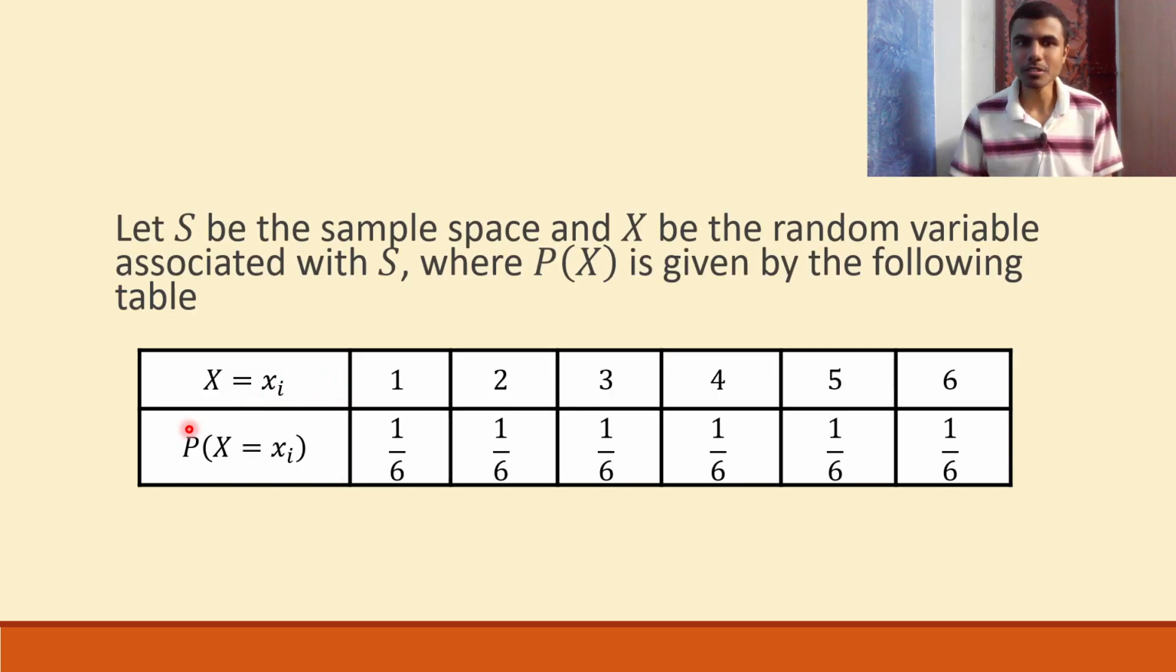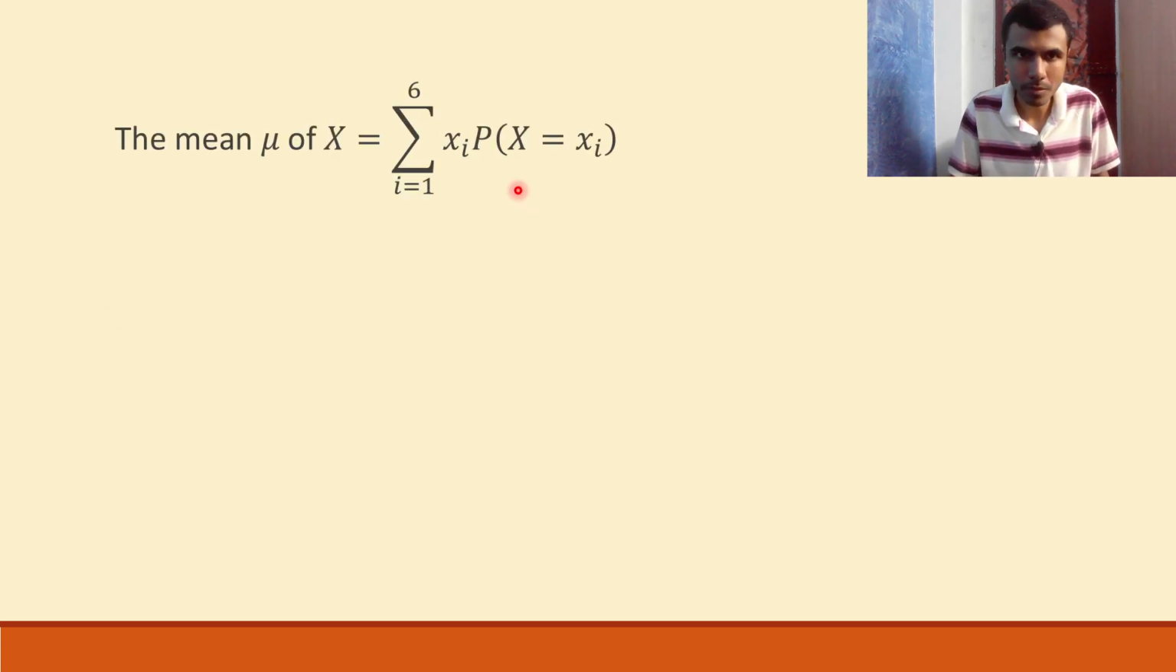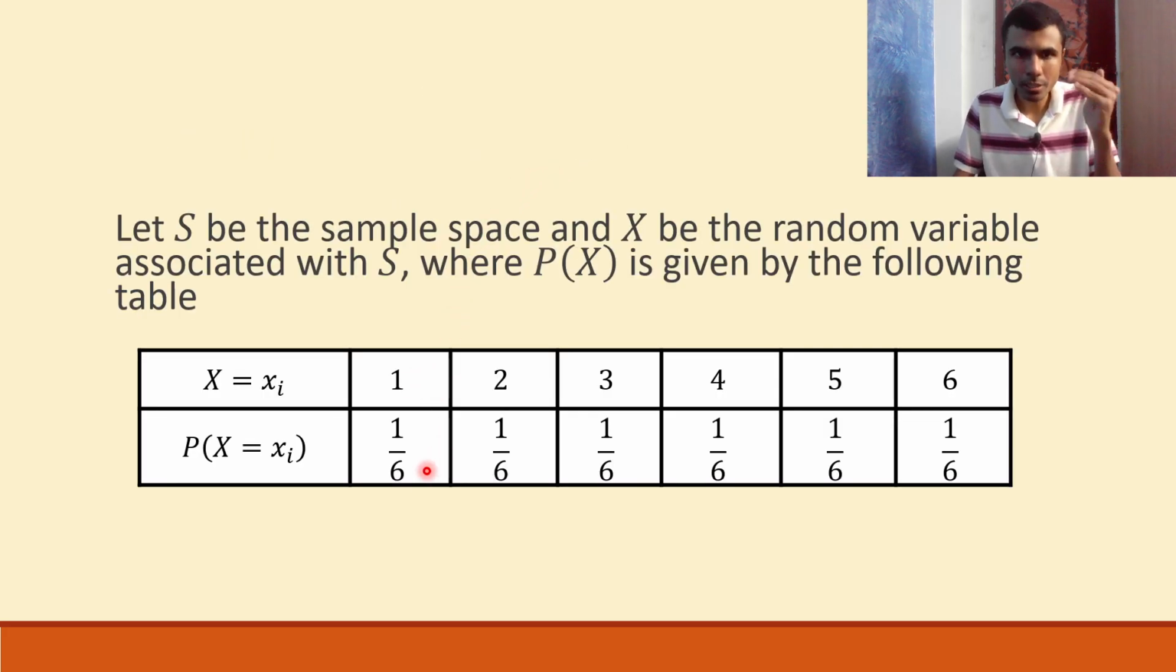Fine. Okay, let's come back to the question. So this is our table. Now mean is nothing but sigma xi into probability of capital X equal to xi. Mean mu of X is nothing but this. Fine. Now what is this? Xi into P of X equal to xi. Mean is nothing but 1 into 1 by 6.